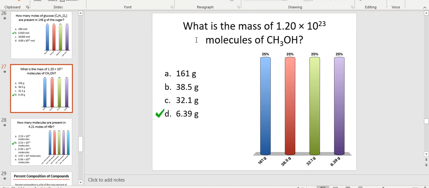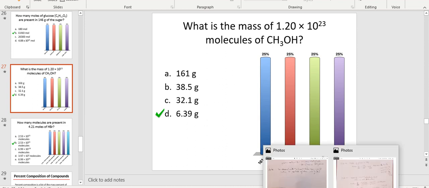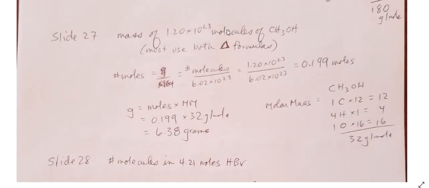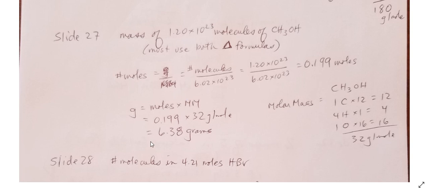Again, what is the mass of 1.2 times 10 to the 23 molecules of methanol? Okay, try and figure these out. You don't have to figure them out, you've got the answers. I think that we are on the end here. Where's 27? Right there. So that's how you do it. All right, so have a look at it, try it out.